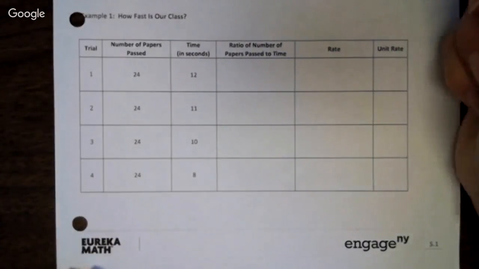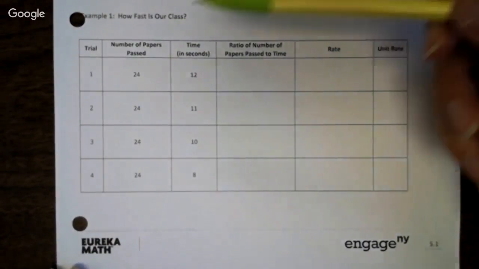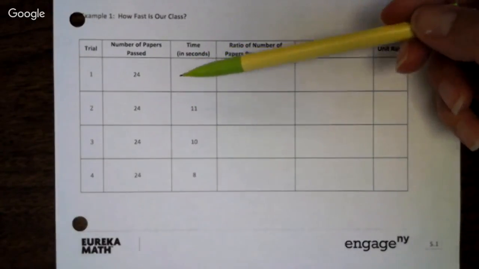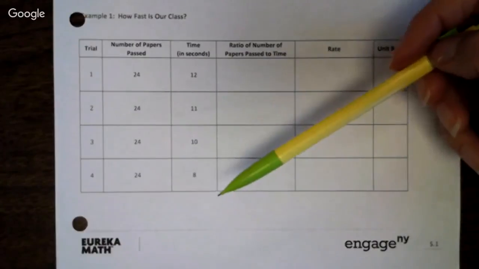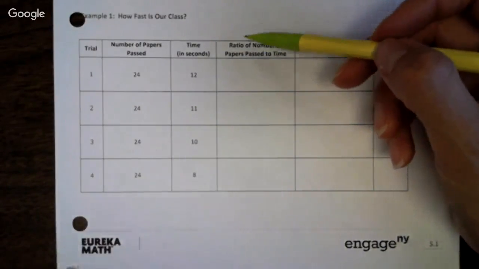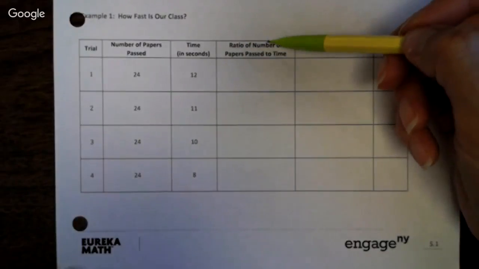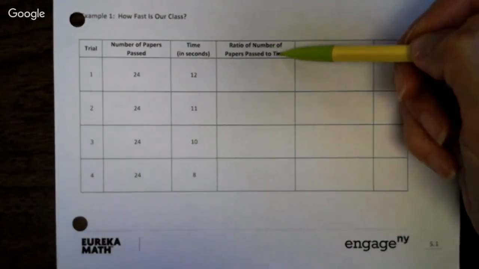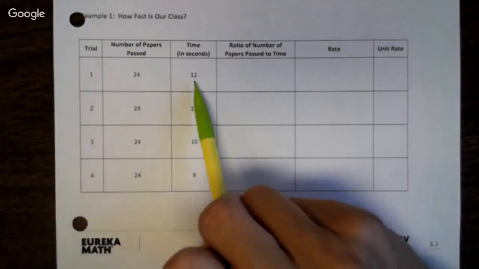All right, so let's talk a little bit about this using some examples. Let me move this up. All right, so trial right here, what we were doing was timing ourselves when we were passing out papers. Now, a class actually did this, and this is the results they have. So the first column says that we have to fill in is the ratio of the number of papers to the time. So here's the number of papers, here's the time.